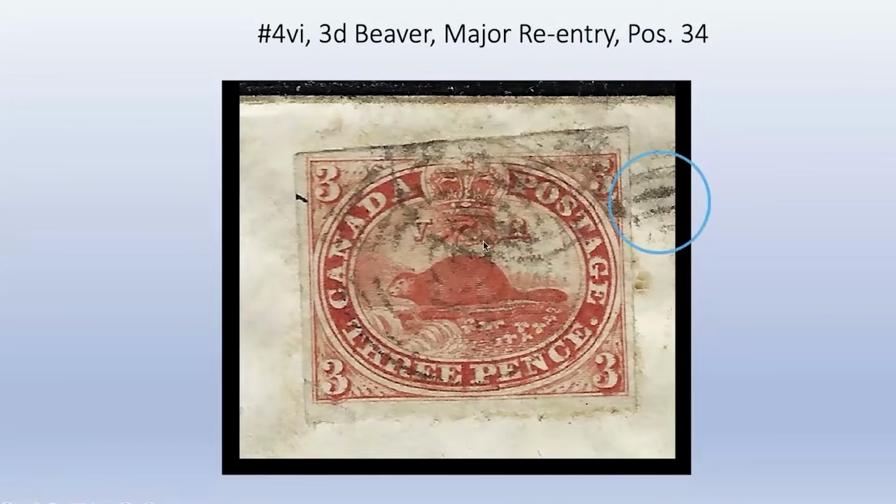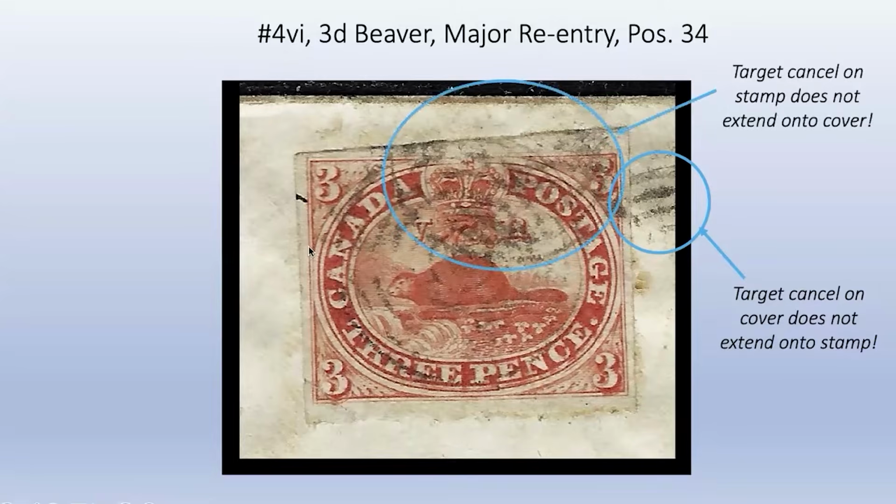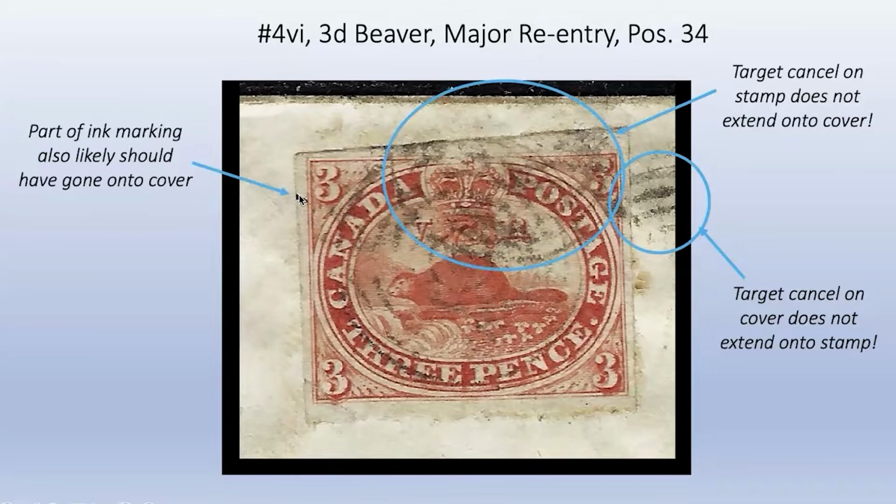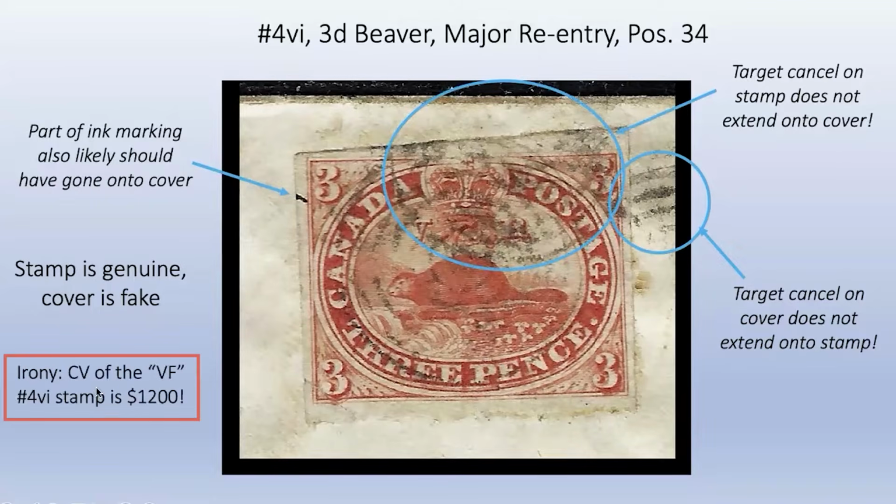Here's also a bit of an ink target cancel. It doesn't cover the stamp. And here's a little bit of an ink here, a big one. And here another little bit of an ink pen cancel that should have been on the cover too. So here are clear signs that this was applied to a cover afterwards from some other cover, presumably. The stamp is genuine, the cover is fake. The catalog value of the very fine stamp is just $1,200. On cover, it's $1,300. So I'm not sure why that was done.